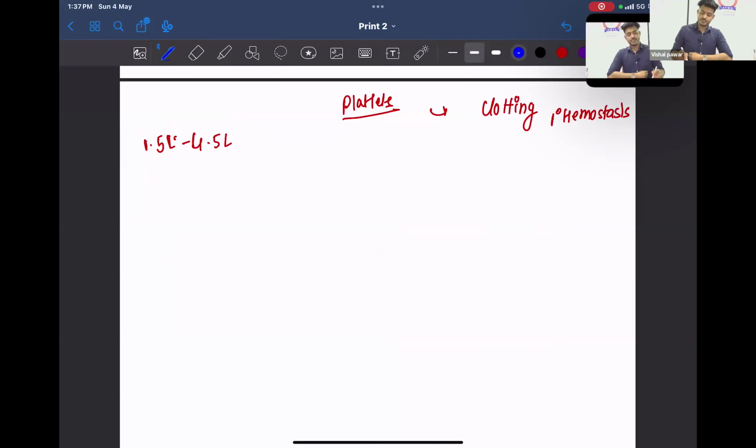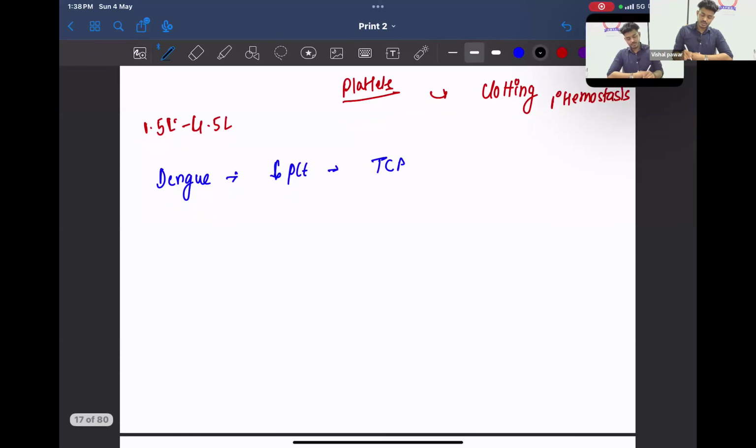Platelets can be of 2 types. In which disease do we have a decrease in platelets? Dengue. In dengue, you will have a decrease in platelet count. That is going to be thrombocytopenia. If you have increased platelets, that is going to be thrombocytosis. For the treatment of thrombocytopenia, what is the cutoff? If platelet is less than 30,000, we are going to administer platelets to this patient.